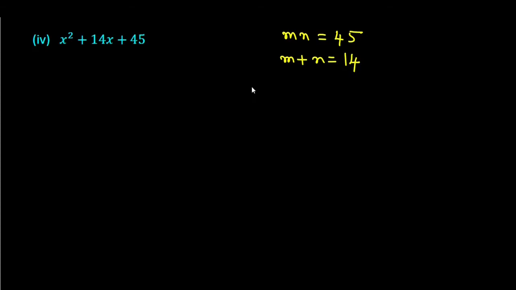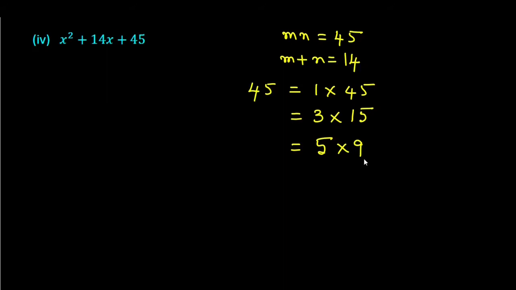What are the possible pair of factors of 45? 45 can be written as 1 into 45. It is not divisible by 2. So let us go to another number, next number, 3. It is divisible by 3. So 3 into 15. Then 4, it is not divisible by 4. Then 5, it is divisible by 5. When divided by 5, we get 9. 5 into 9 is 45.